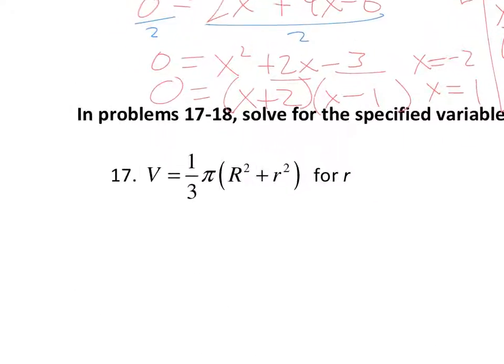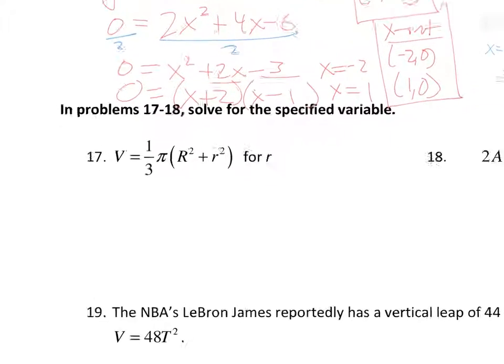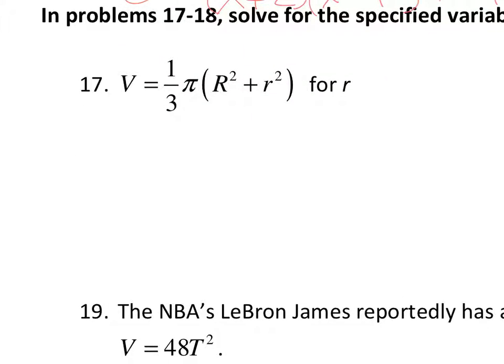All right, almost there. A couple more here. We're going to solve for the variable that we're given. All right, so 17 here. We want to solve for r. That's what we're going for, little r, that is. So let's get all this stuff out of there. Let's multiply everything by 3 first of all. Let's get rid of that 1/3. So we got 3v equals 3 times a third is 1.